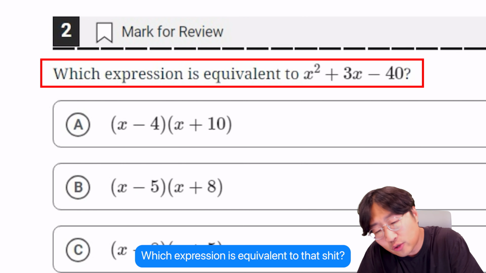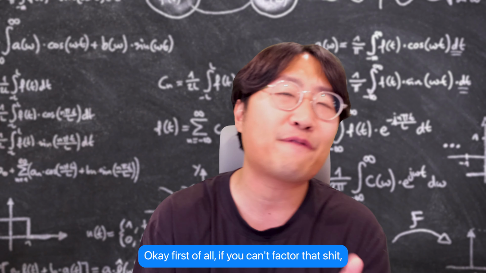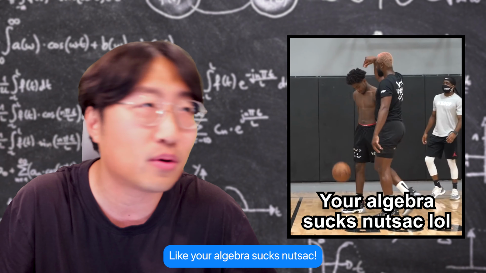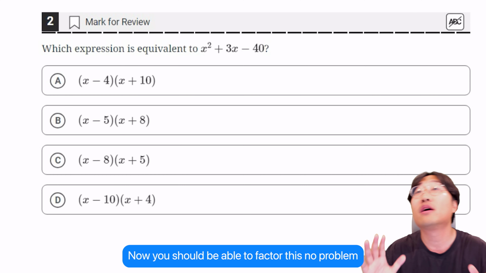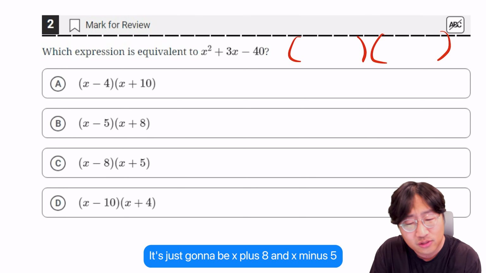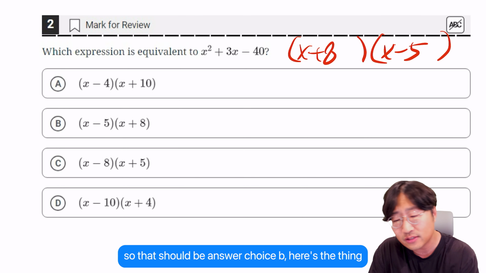Number 2, which expression is equivalent to that? Okay, first of all, if you can't factor that, that's a big problem. Your algebra is lacking. Now, you should be able to factor this no problem. It's just going to be x plus 8 and x minus 5, so that should be answer choice B.